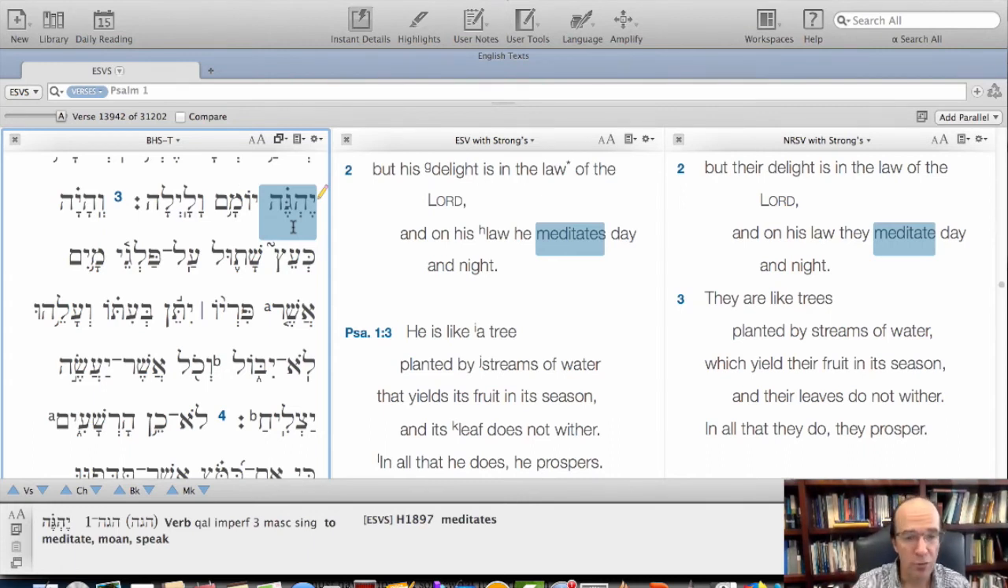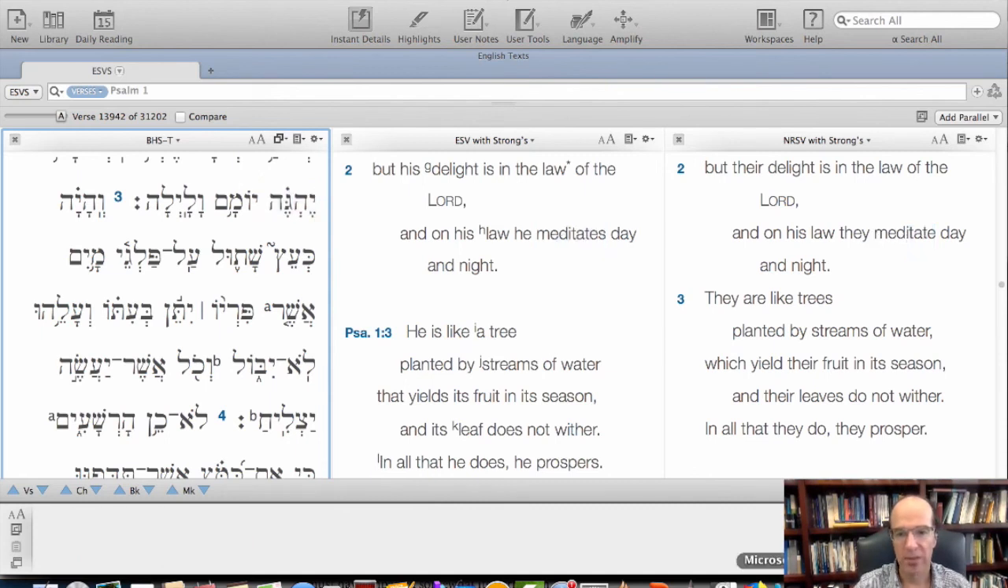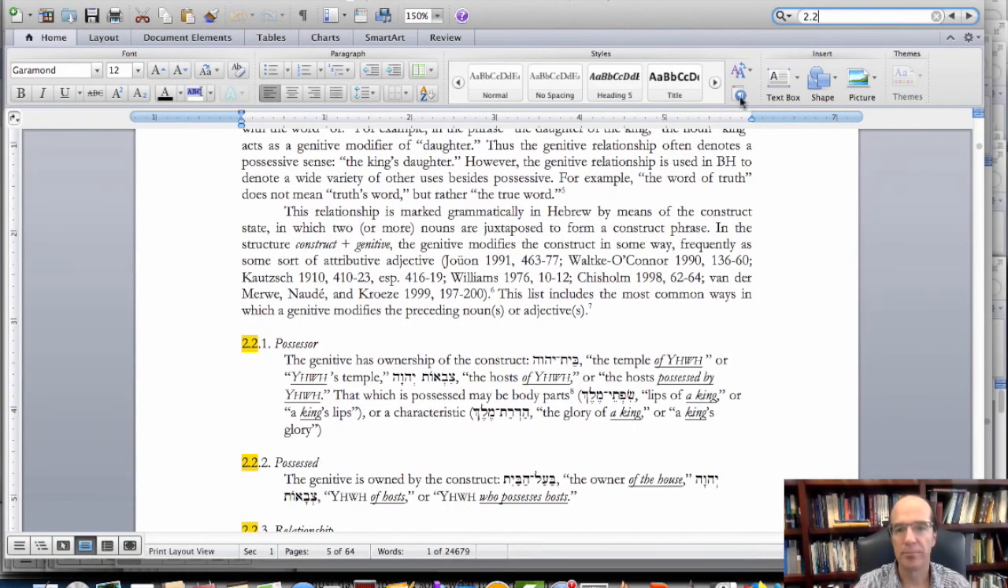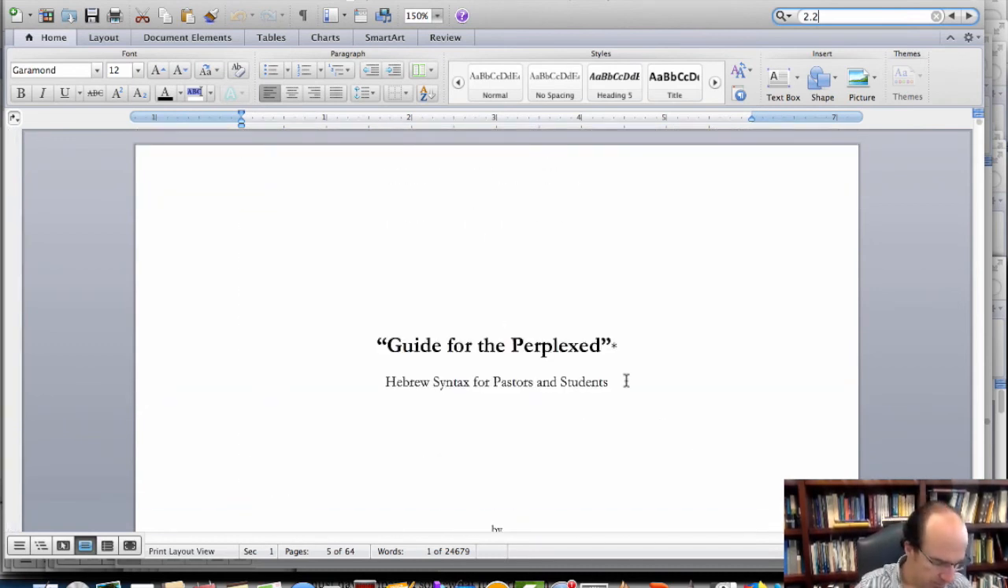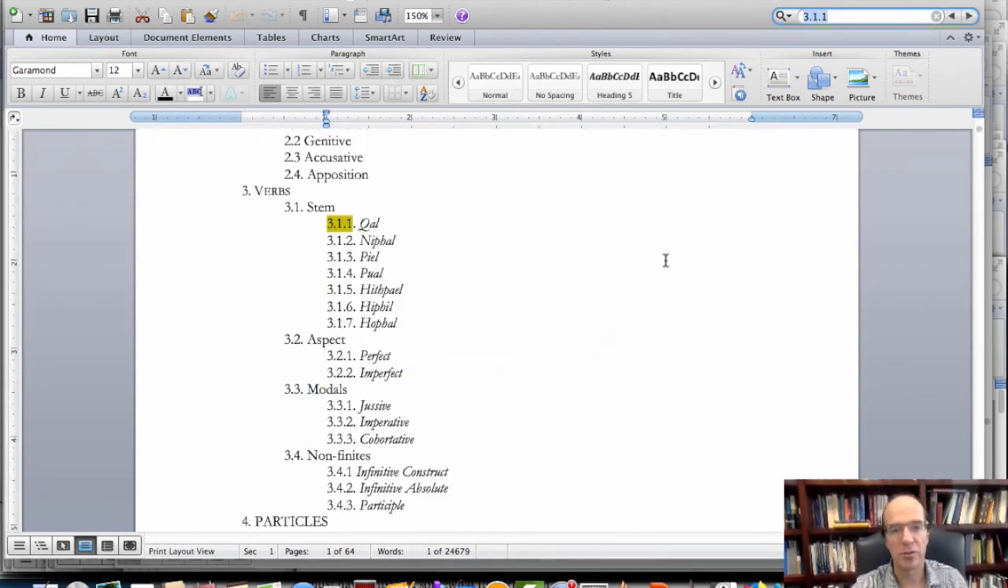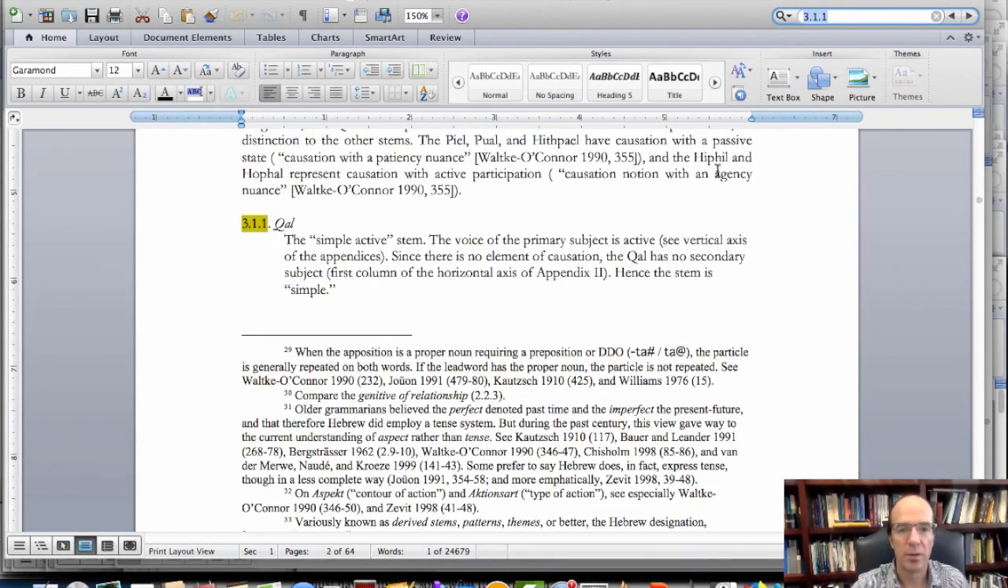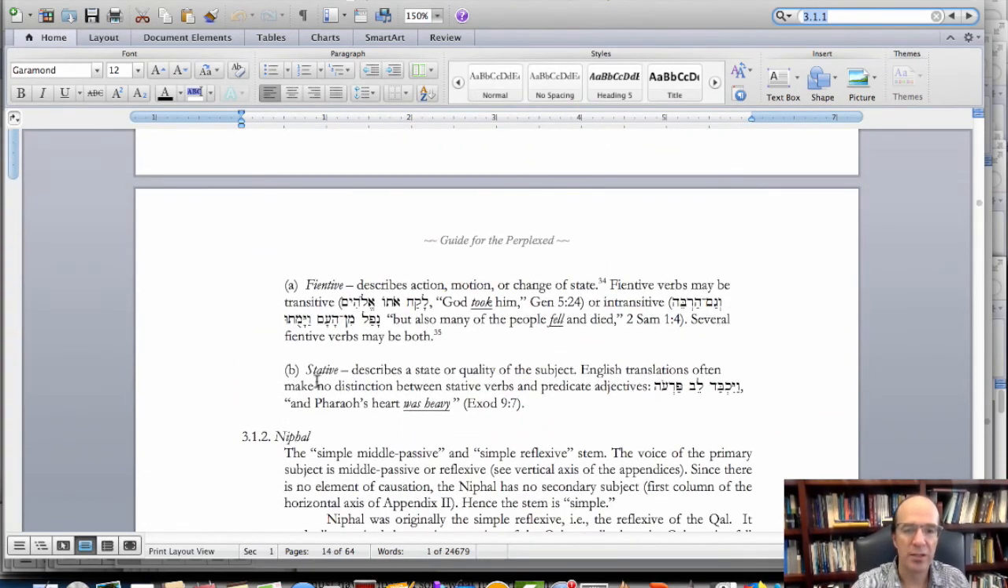So this is an imperfect. We've mostly seen perfects. Now we have an imperfect third masculine singular qal verb from hagah. So now we've got to look up something different. We still have a qal. So is this a state? Is meditating an action or a state? Because remember, when we look at the qal, go back up to here. Qal is 3.1.1. And when in doubt, go to your table of contents. Again, it's either action, a fientive, or a state. In this case, meditate would be a fientive.